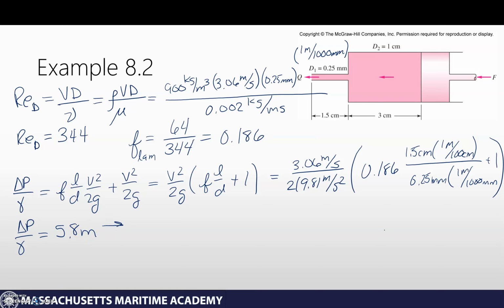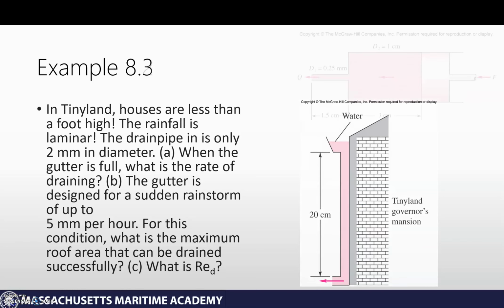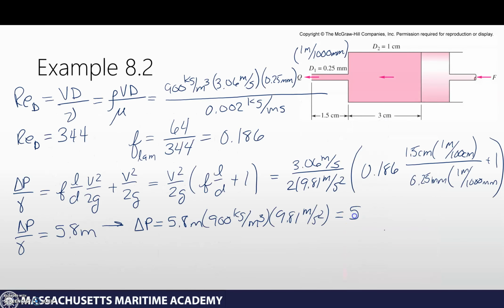So now if I multiply through by my specific weight, so I can get delta P, that will be 5.8 meters. Specific weight, remember, is gravity times density, so 900 kilograms per cubic meter, and then I'm going to multiply that by 9.81 meters per second squared, which gives us a pressure difference of 51.25 kilopascals, or 51,250 pascals.